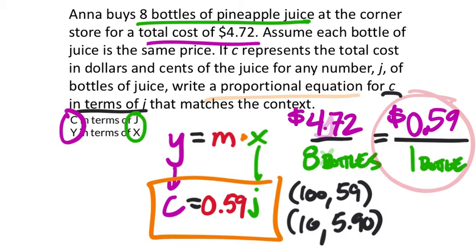Now, in relationship to dependent and independent variables, on this one we can see that the cost is going to depend on how many juice bottles you purchase, which is why the cost here is representative of the Y, and the juice bottles is independent, so that it is the X's.